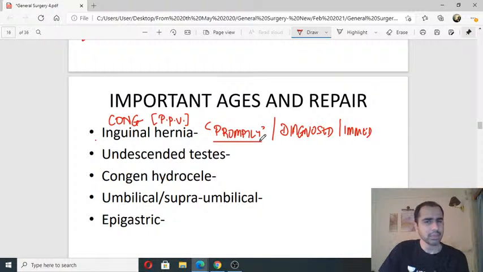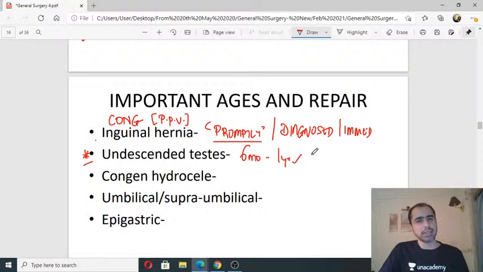operate. When should you operate undescended testes? Anybody? This will come. Many surgeons must have taught you this; you must have studied it in surgery, pathology, everywhere. When do you operate undescended testes? This is not immediately. This is after some time. No, it's not immediate. Nurel, don't give such answers. It's not immediate. Undescended testes is 6 months to 1 year. If both options are given, go for 1 year.